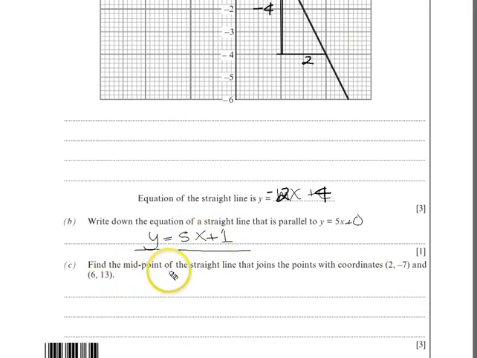Same gradient. Find the midpoint of the straight line that joins the points with coordinates (2, -7) and (6, 13). So as far as the x is concerned, 2 and 6. Halfway between 2 and 6 is 4. Would you agree? You can get that by just looking at the numbers, or you can just add them up and divide by 2. 2 plus 6 is 8. 8 divided by 2 is 4. Right, what's halfway between -7 and 13?